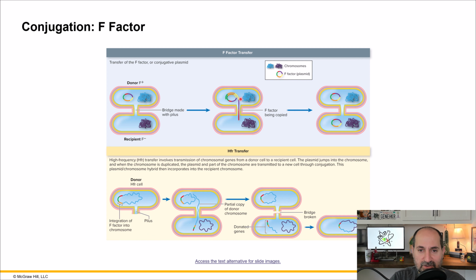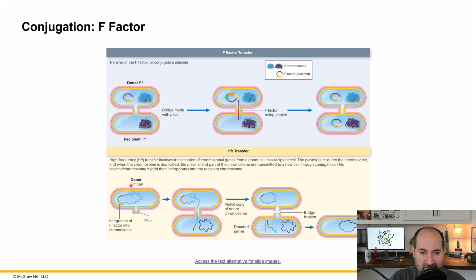And then after the pilus is formed, there's a process by which this plasmid can share its information with the other cell. And now both cells are considered F+, which means now the recipient cell or the recombinant cell is able to make its own sex pilus and share its own genes.